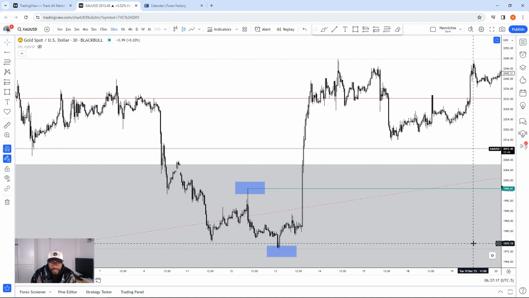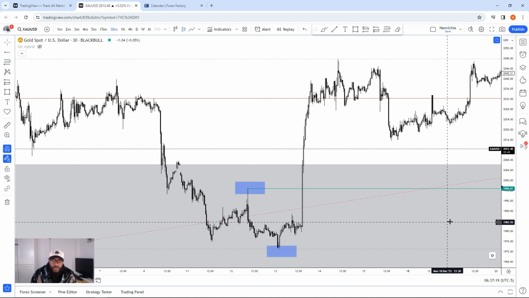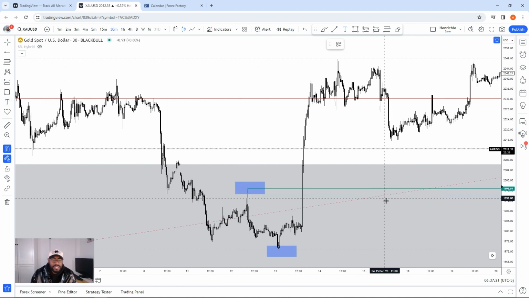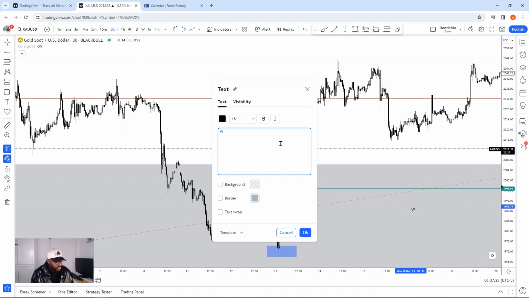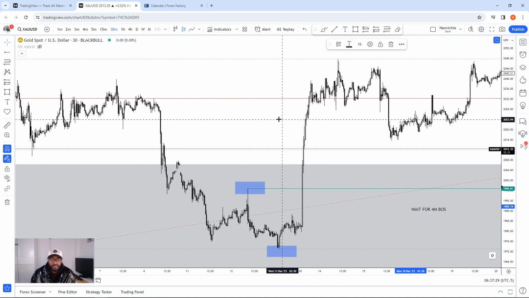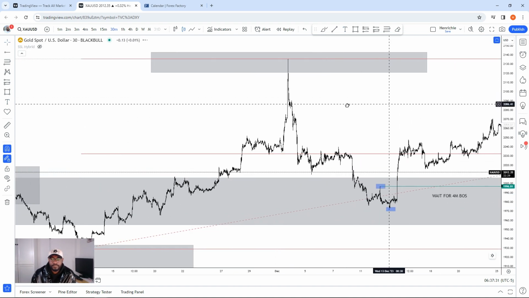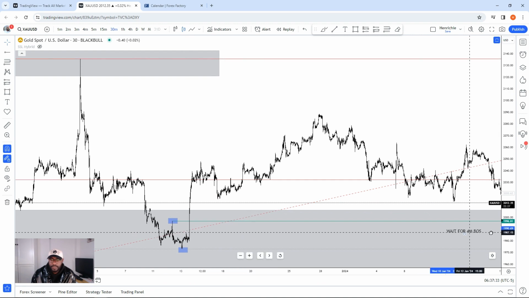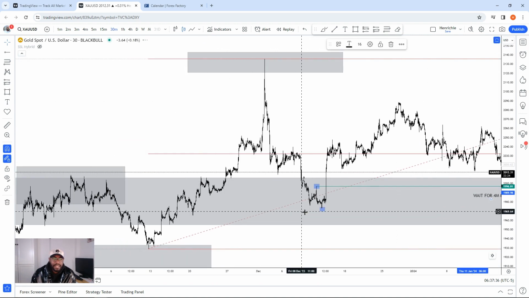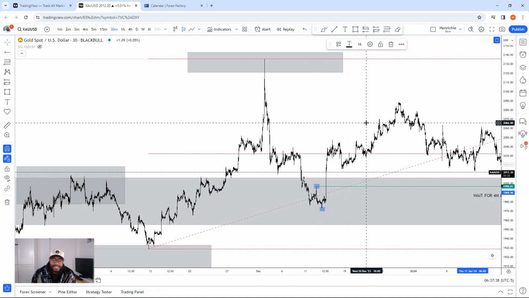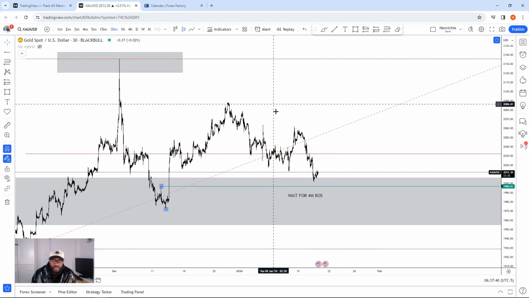So we're waiting to see price come into this key level. And once we're in this key level, all we want to see is a 5-minute shift of market structure or a 4-minute shift of market structure. And we will execute and look for our buy setups. So you can see that very clearly. And this zone right here is an extreme discount zone.